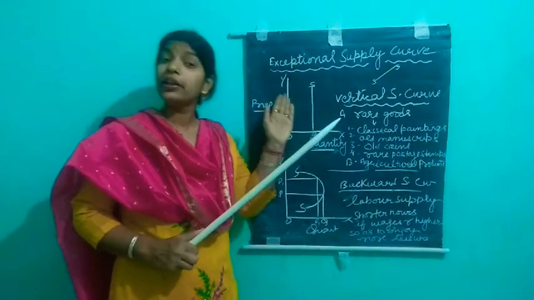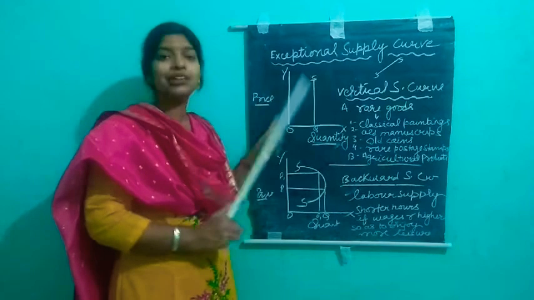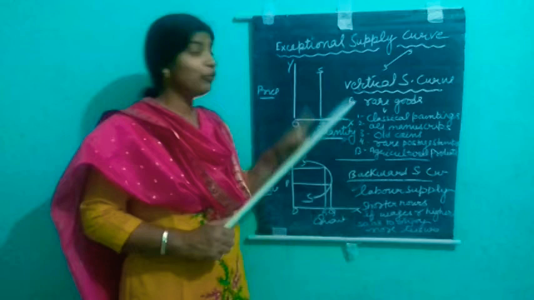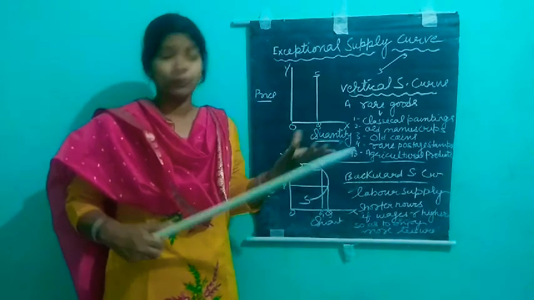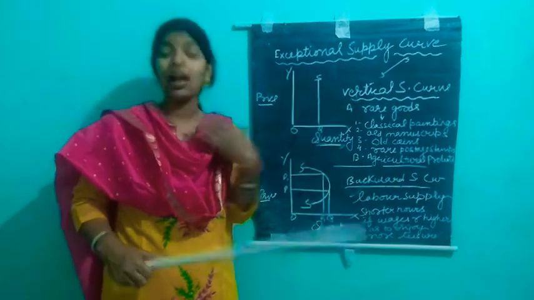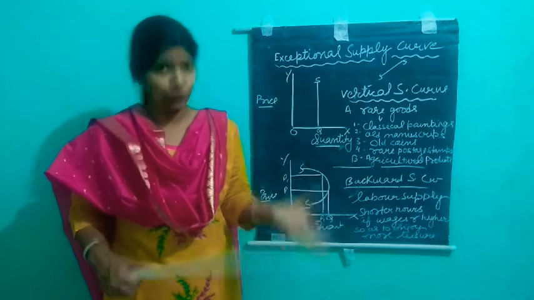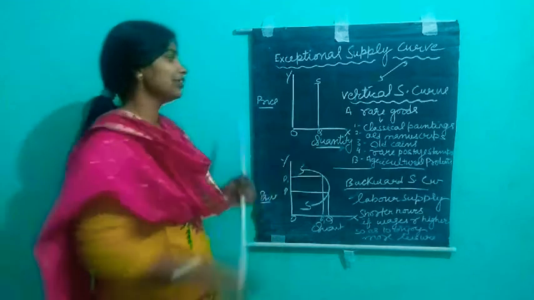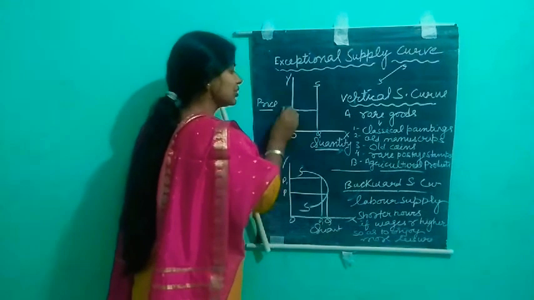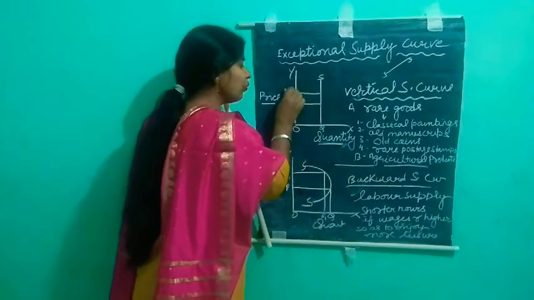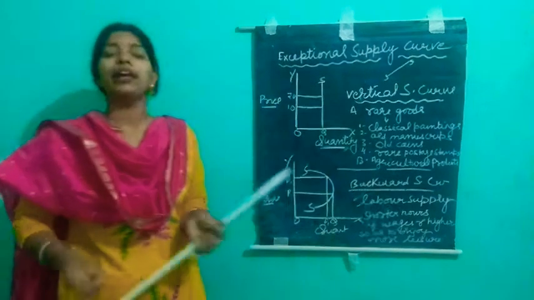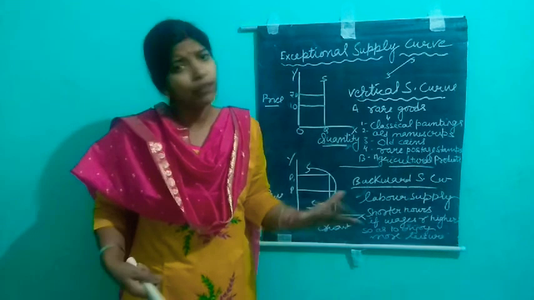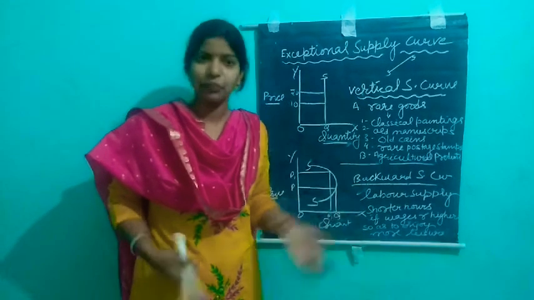I have told you that this type of vertical supply curve applies in the very short period. Remember, in the supply chapter we have to imagine ourselves as producers. In the very short period we can't increase the quantity supplied. Whether the price is 10 rupees, 50 rupees or 20 rupees, we can't increase the quantity. What's the reason? Because this is a very short period. Whatever the price, it makes no difference.